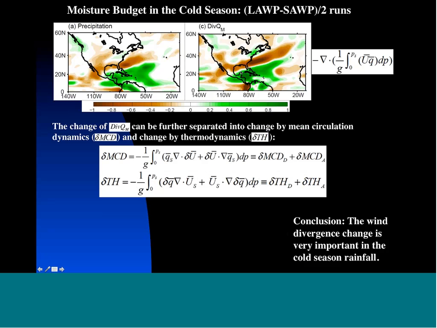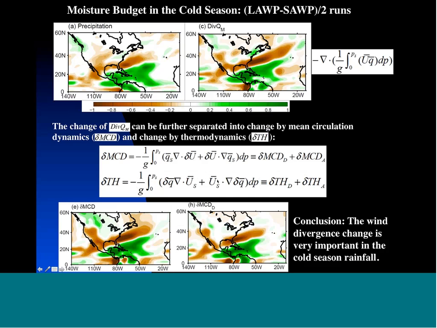Then we can divide the moisture flux term into 2 terms. One is the so-called change by mean circulation dynamics. Another is the change by thermodynamics. The top equation shows the mean circulation dynamic change, which has 2 terms. One term is induced by wind divergence change. Another is due to the moisture advection term. A similar situation for the thermodynamics will have 2 terms there. Then we make a plot. And here it shows the mean circulation dynamic part.